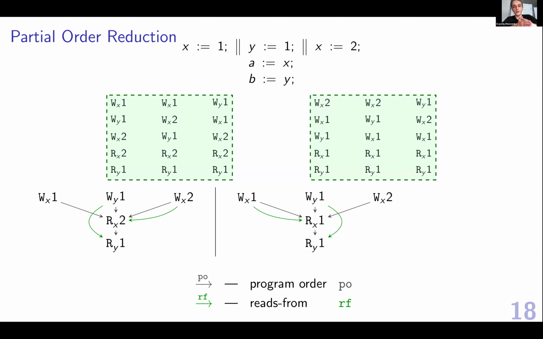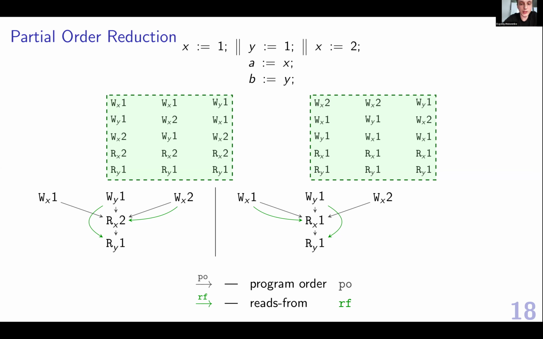The state-of-the-art approach now is to base this on so-called PORF equivalence. So we consider two relations in our traces. The program order connects the events from the same thread, and says in what order these events were executed by the program. And the reads-from relation tells, for each read event, from which write event this read takes its value, from which it reads from.